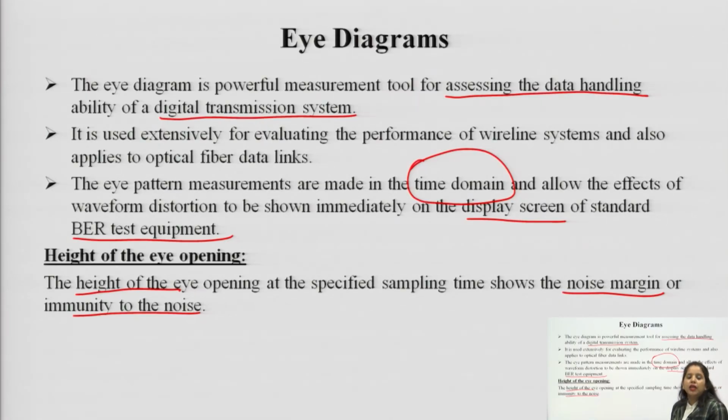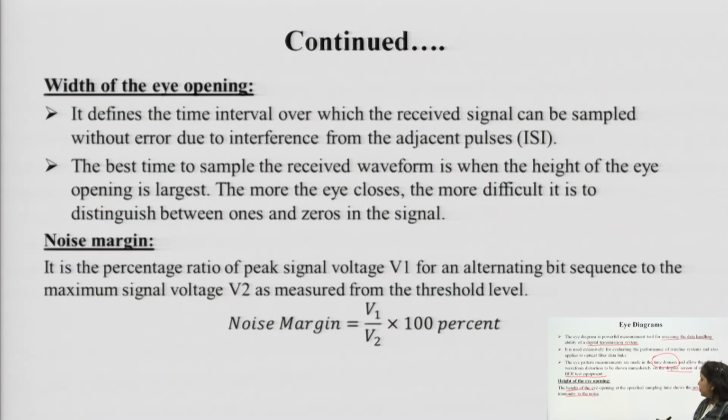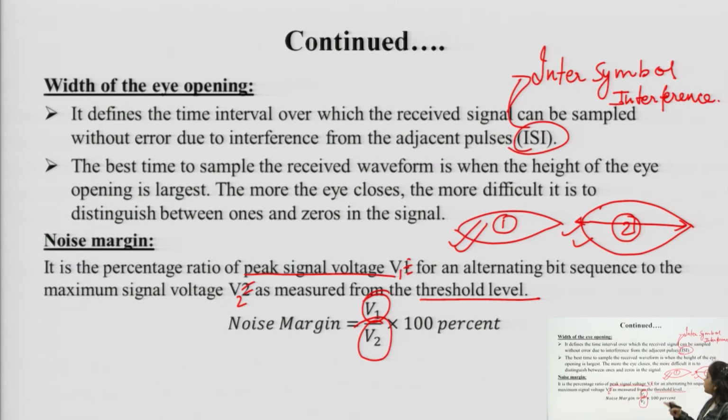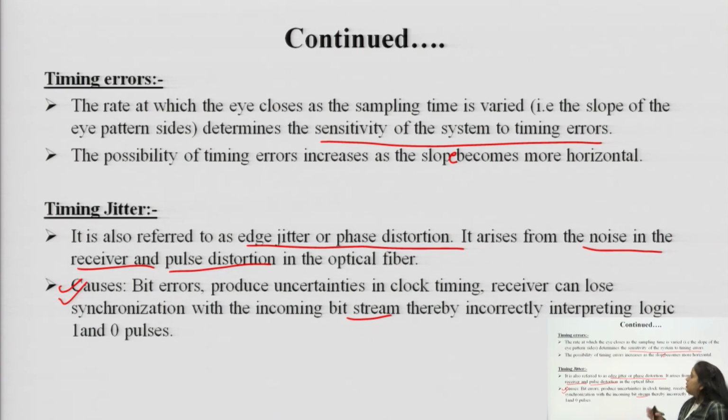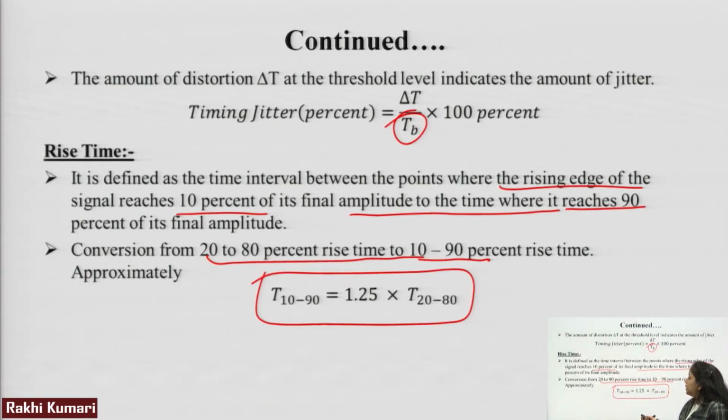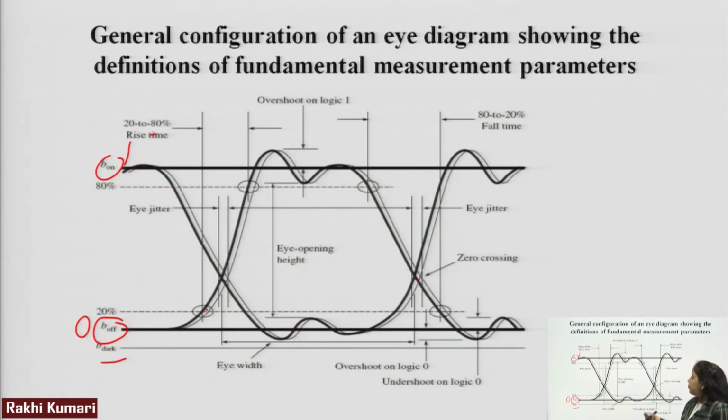At last we discussed the eye diagram, and the eye diagram is one of the most important parameters deciding the receiver working. What are the different parameters which can be decided with respect to the eye diagram? First one is the height of the eye. Height of the eye indicates the noise margin or the immunity to noise. Width of the eye opening decides the time interval over which the received signal can be sampled without error. Then we have gone through the timing errors, timing jitter, which can be shown in our eye diagram for deciding the various parameters. Then we have gone through the rise time, which is between 20 to 80% in the case of optical communication calculation.